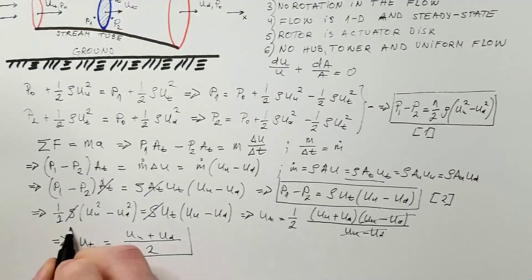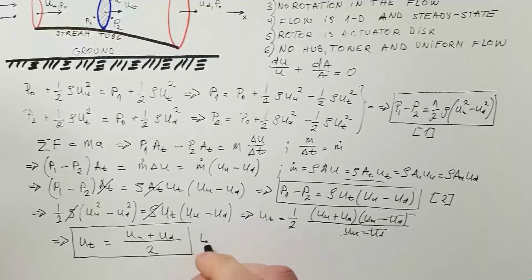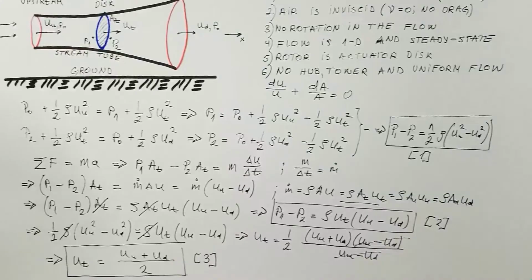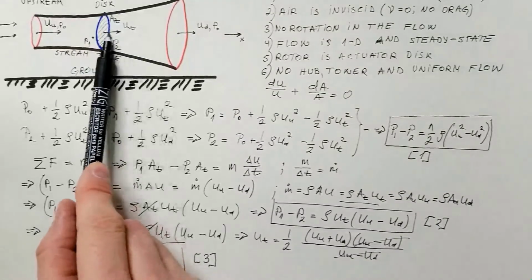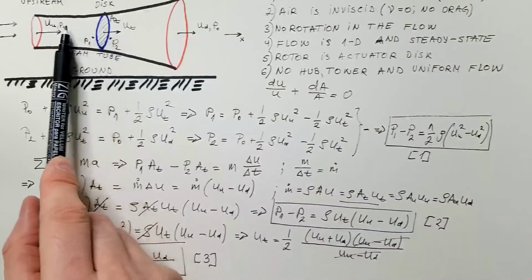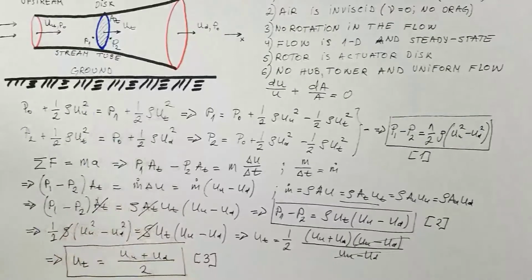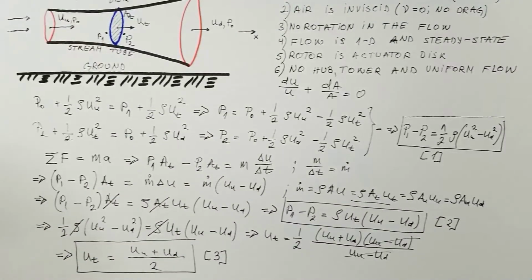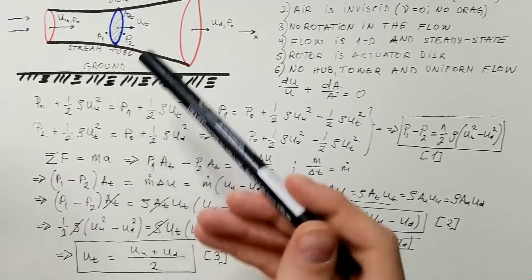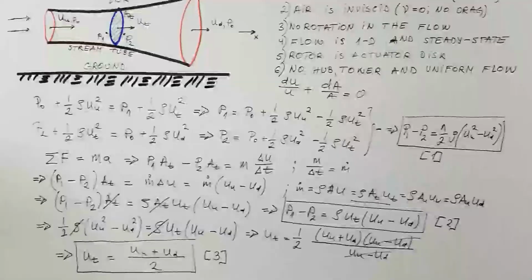And this is a very important result, and we will call it equation number 3. This tells us that the wind speed at the turbine disk is the average between wind speed upstream and downstream from the turbine disk. Now we accomplished goal 1, we found wind speed at the turbine disk, and we need to proceed to goal number 2, and that is to find power extracted by this turbine disk, and to do that we will use this result.